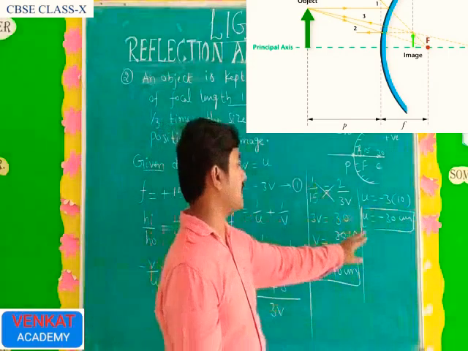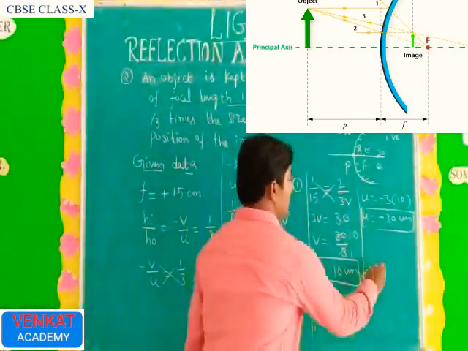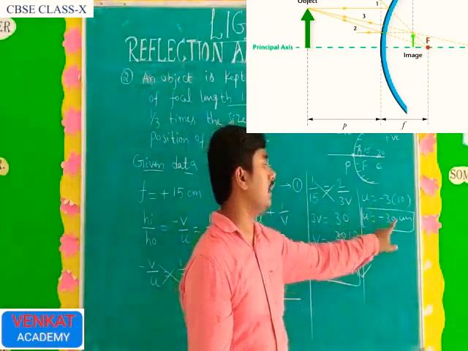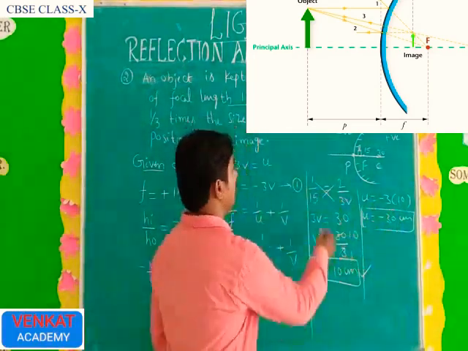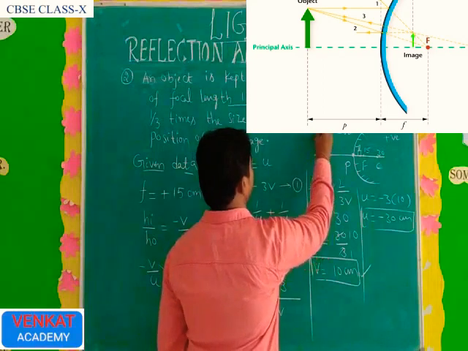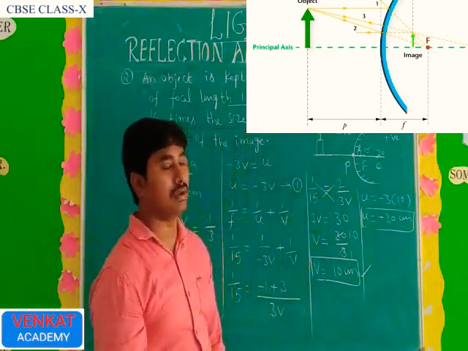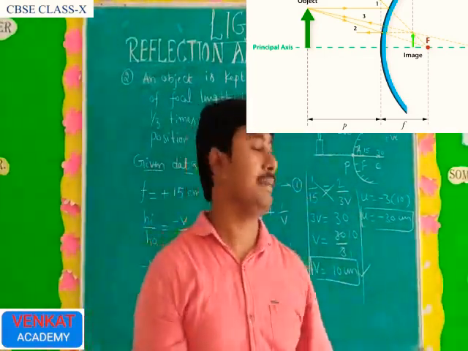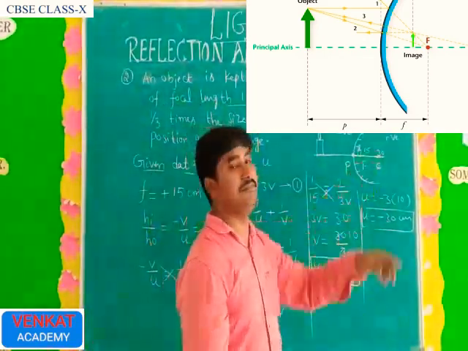But in this problem they are not asking for the object distance, only the image distance. If they ask for the object distance also, you have to write it this way. U is equal to minus 30. Minus means left side, meaning the object is here. This is the object. This is the second case: object between infinity and pole, the image formed between P and F.